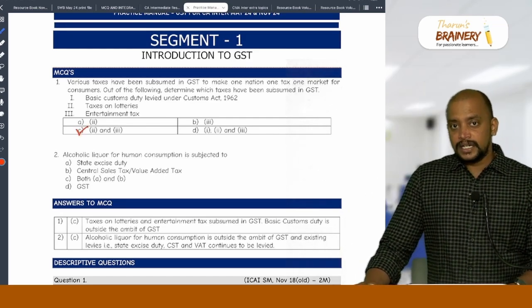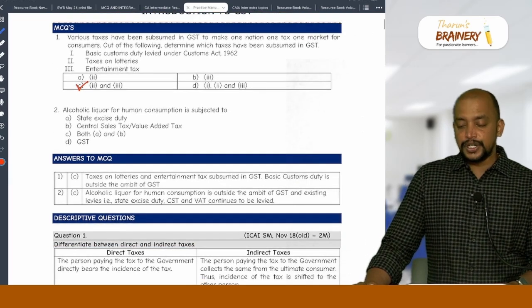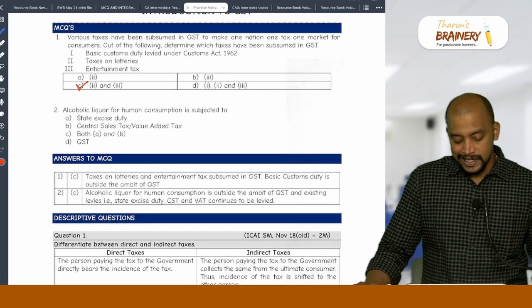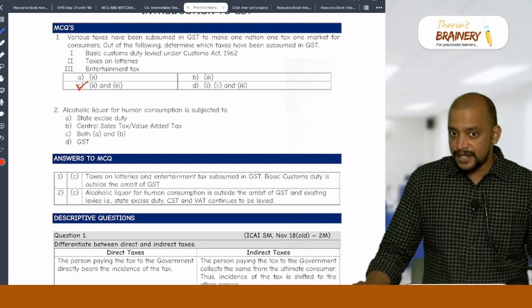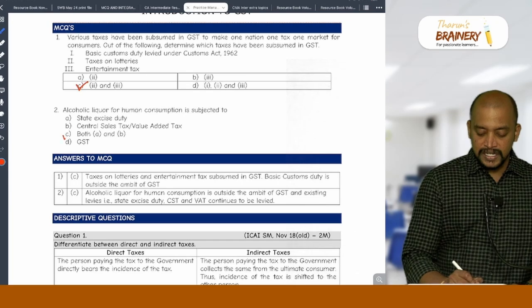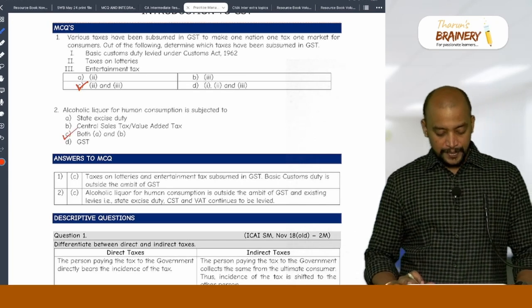Then alcoholic liquor for human consumption is subject to other state excise duties payable on alcoholic liquor? Yes. Central sales tax and VAT is also payable on alcoholic liquor? Yes. So, the answer is option C, both A and B.